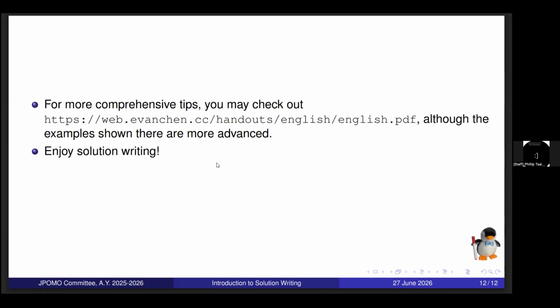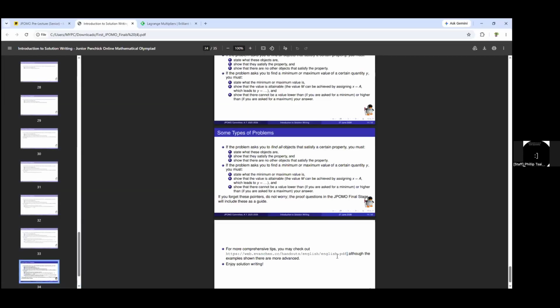And also for more comprehensive tips, you can check out this link right here, although the examples shown there are more advanced. Enjoy smooth writing. By the way, I will send the link in the chat box for anyone who wants to read it after.